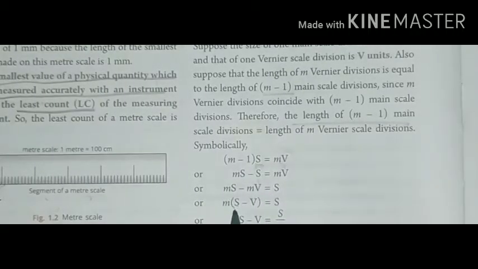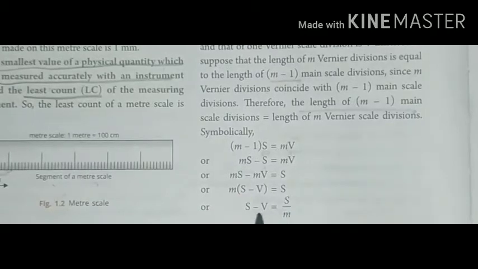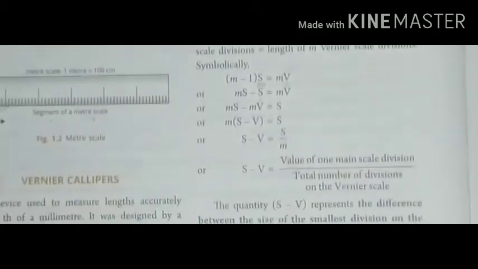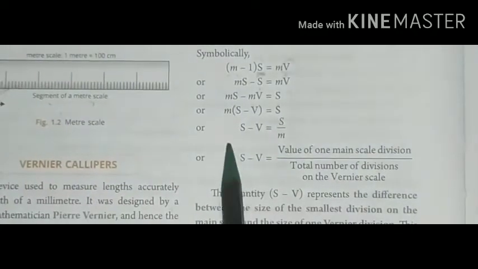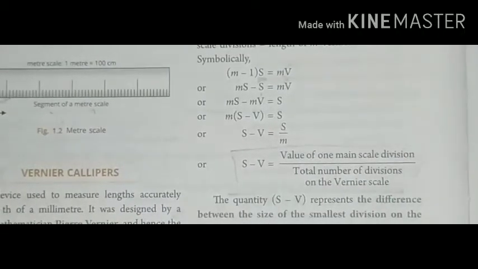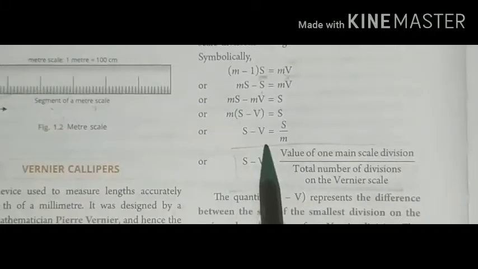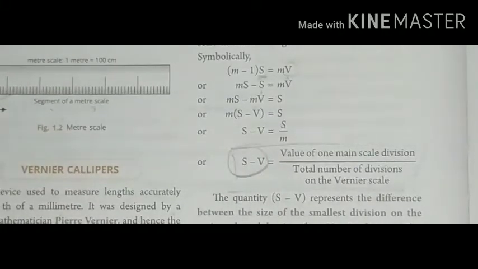Taking M common, S minus V equals S by M. So S minus V equals the value of one main scale division upon the total number of vernier divisions. This is known as the vernier constant. S minus V is known as the vernier constant.